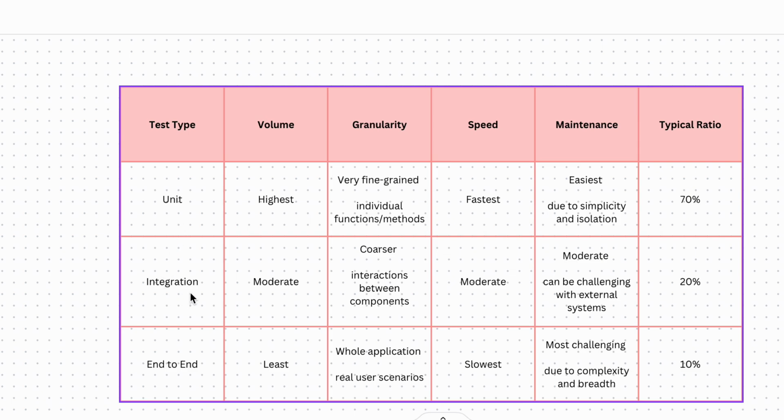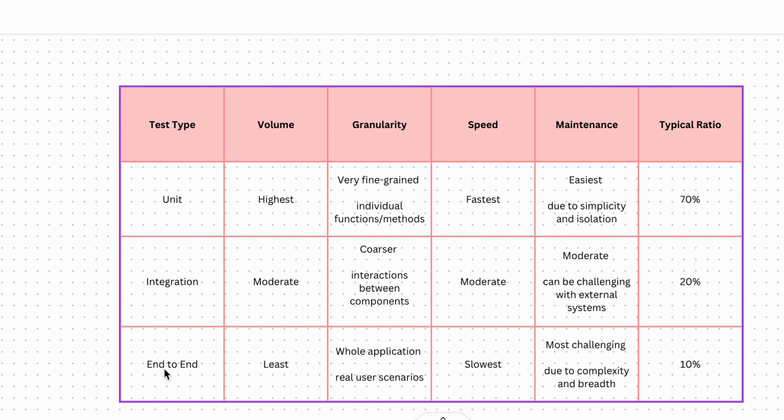Now let's talk about integration tests. Now these are moderate in volume, compared to unit tests. These are less. Granularity wise, these are coarser because they are testing interaction between components. When I talk about integration tests, it means when you're, say, hitting an API and getting a response, then your test is actually testing the external API or the database. There the integration test comes into the picture. Again, speed wise, it's moderate because you are actually getting a response from the database. Maintenance wise, it's also moderate. And about 20% of your tests can be integration.